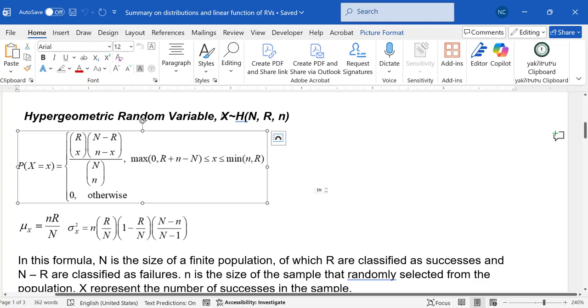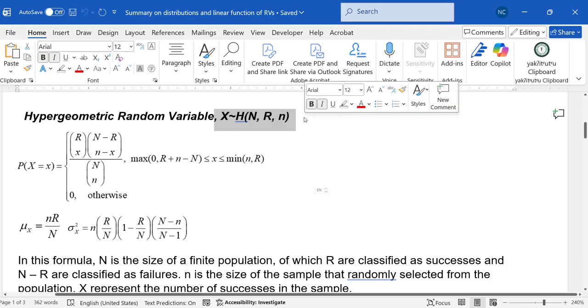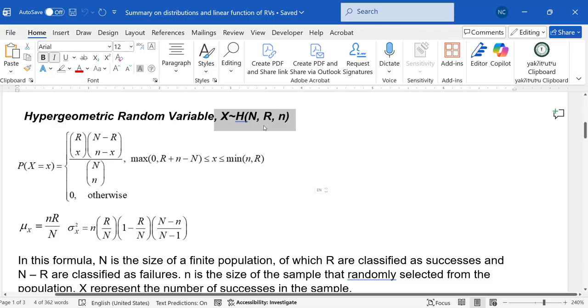I'll certainly give you a problem, and you can tell this follows a hypergeometric distribution. What are the parameters? What does the uppercase N mean, what does r mean, what does the lowercase n mean?